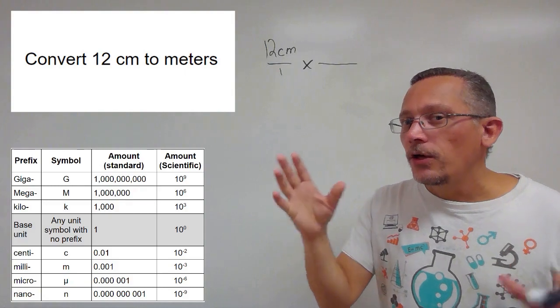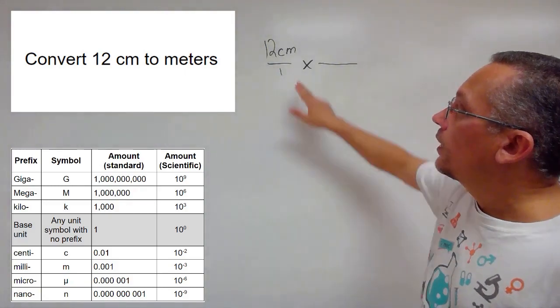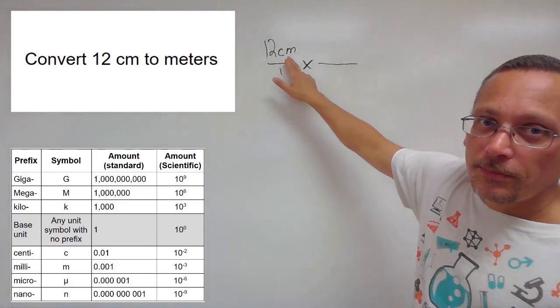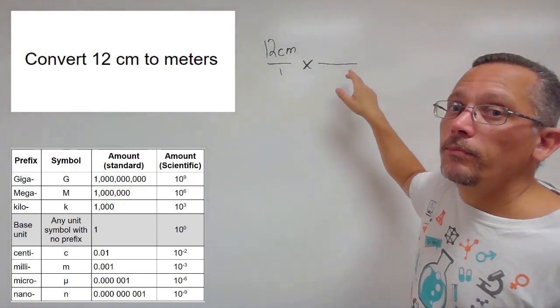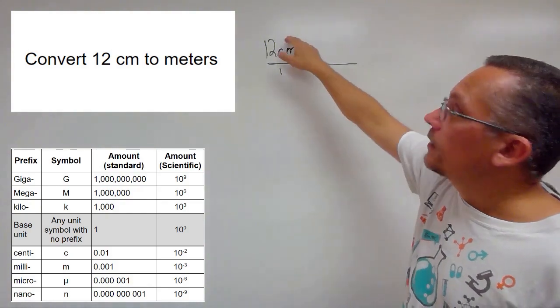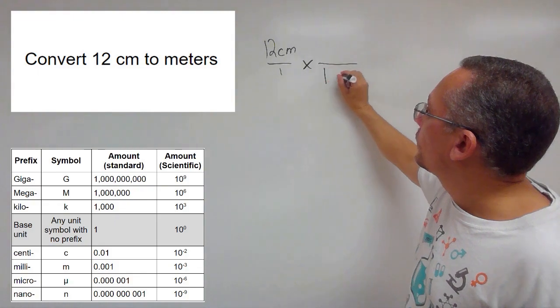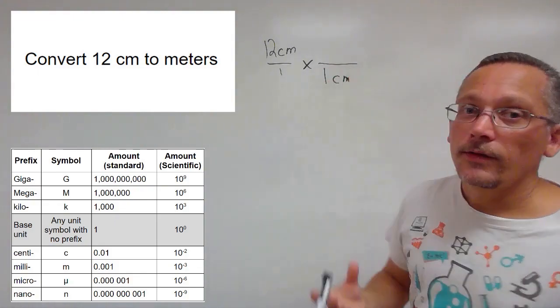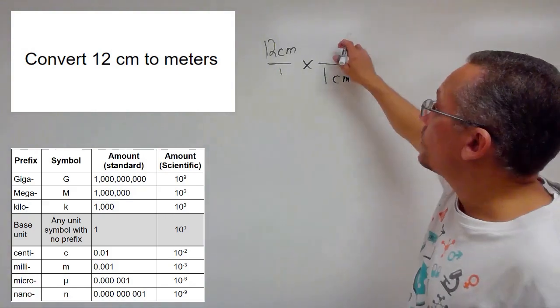Think about this for a minute. Where should I put the 1 centimeter? I have a centimeter on the top of this fraction. I'm going to want a centimeter on the bottom of this fraction so that they cancel out. So I'm going to put the 1 centimeter on the bottom there. And the other number, the 10 to the minus 2 meters, is going to go on the top.